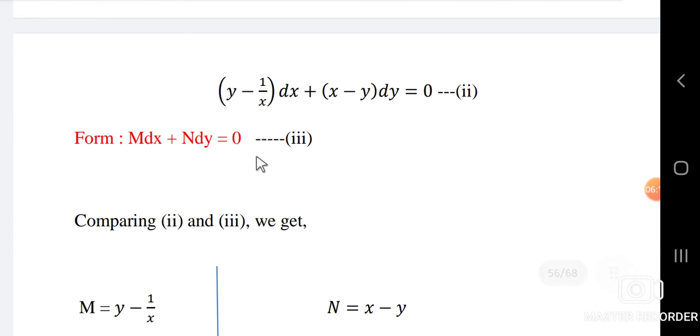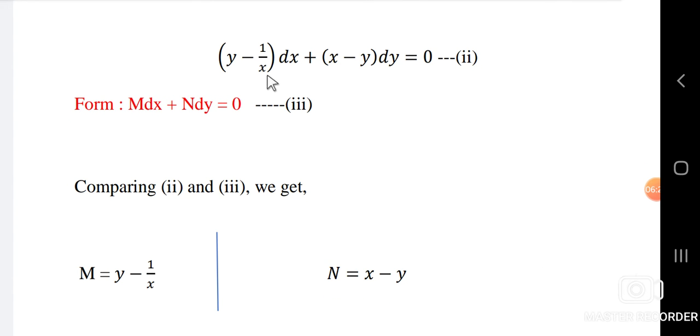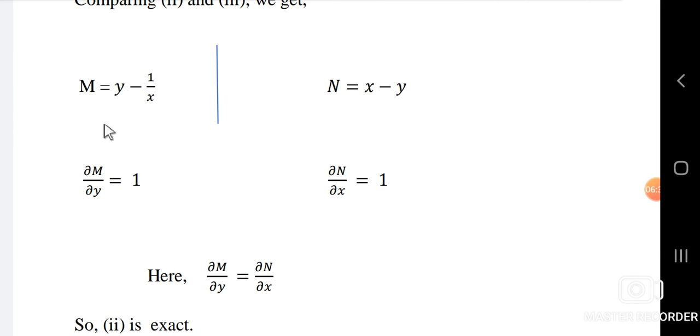So we have to check also for exactness. So write the form again, M dx plus N dy equals 0. Here our M... this M partially with respect to y.